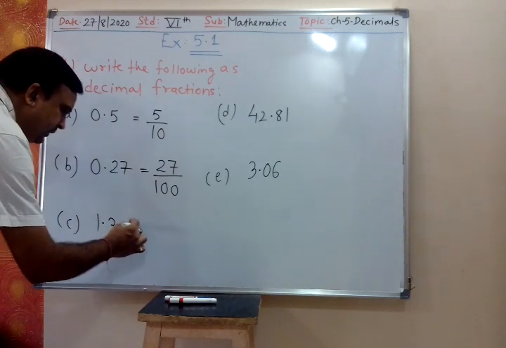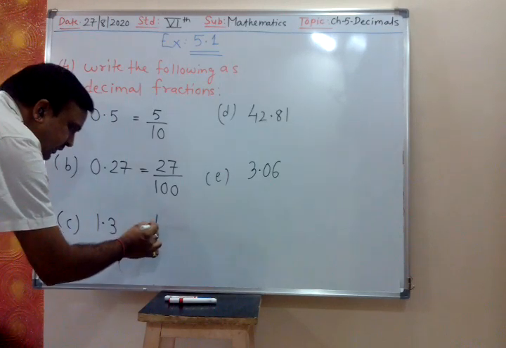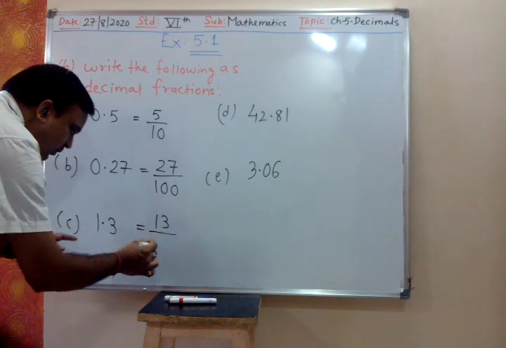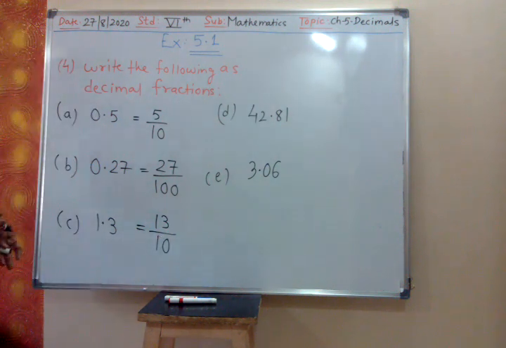Then 1.3. After decimal there is one digit. I can remove the decimal. That will be 13 upon 10, because after decimal there is one digit.